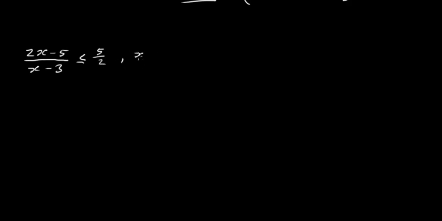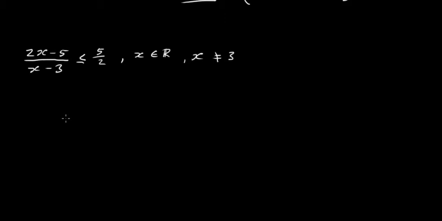x is going to be an element of R again. And also we can see here that x can't be 3. x cannot be equal to 3 here, because if x was 3 here, we'd end up with 0 on the bottom of this fraction. You can't divide by 0, so we can't have x equal to 3. So this inequality, or this fraction, would be undefined at x equal to 3.